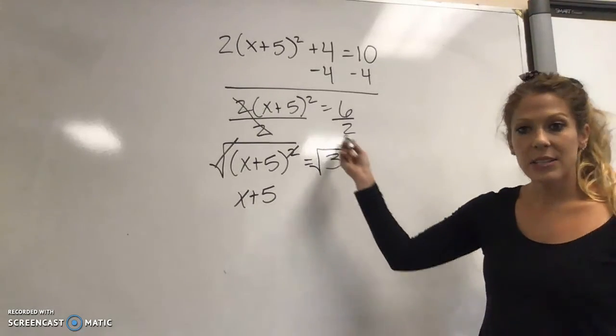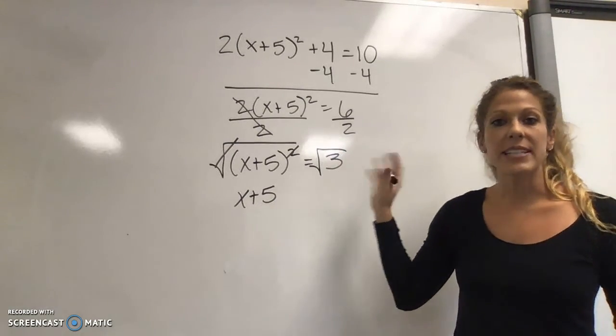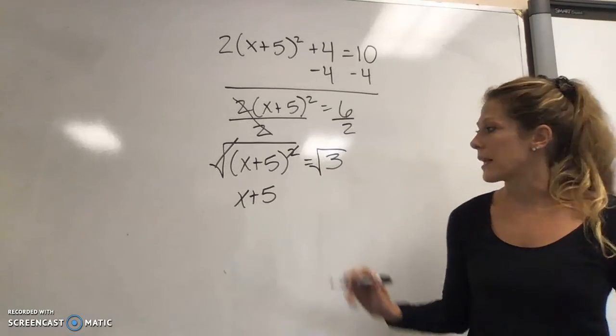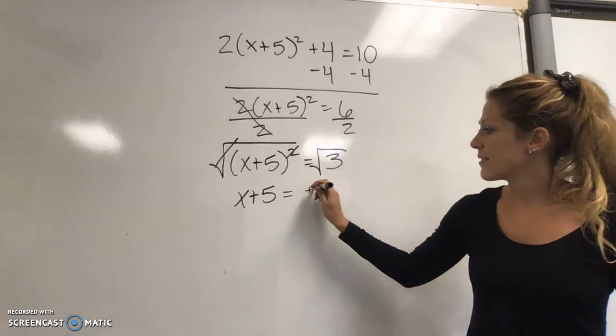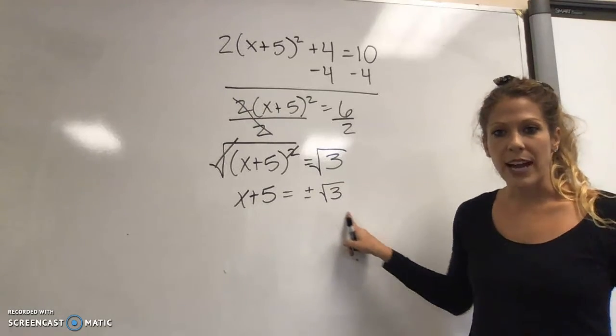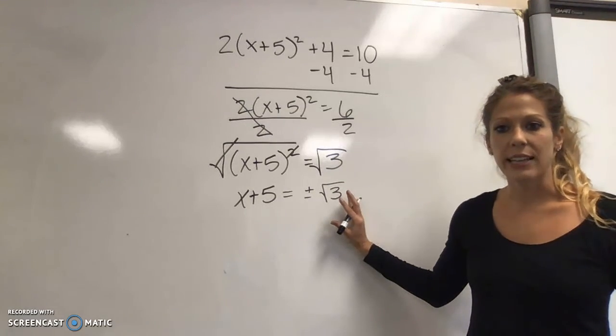Now we can't take the square root of 3. It's not a perfect, well, we can. It's not a perfect square, so it doesn't come out nice and pretty. So for right now, I'm just going to leave that plus or minus the square root of 3. It can't be simplified by using radical jail, so I'm just going to leave it like this.